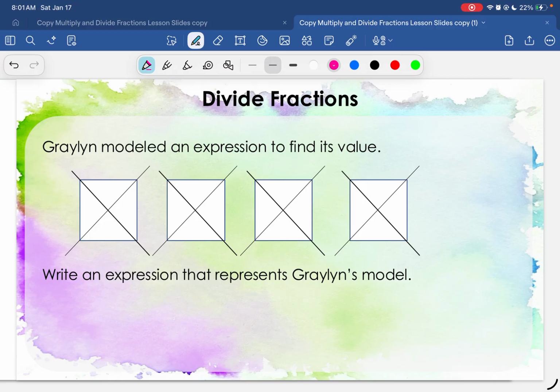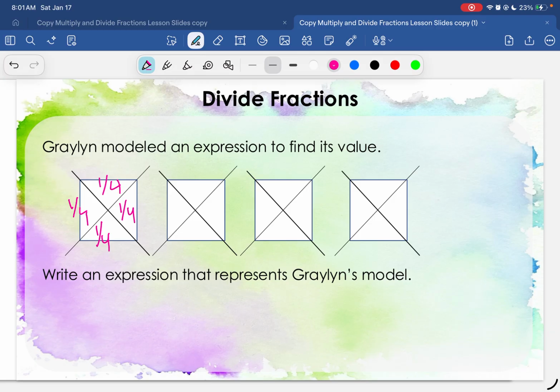All right, this one's a little different. Graylin modeled an expression to find its value. Write an expression that represents Graylin's model. Okay, so here's where I hear kids want to do 1/4. There's not anything shaded 1/4. These are divided into fourths. So this is 1/4, 1/4, 1/4, 1/4, all the way through.